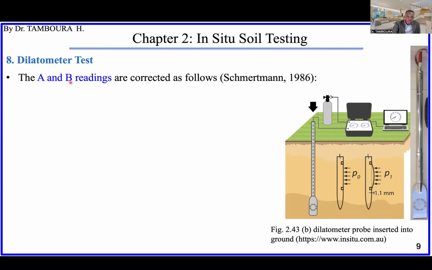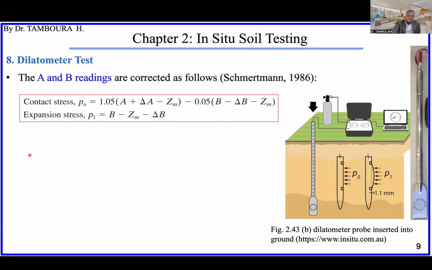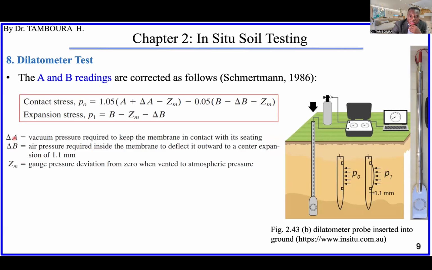The pressure, the reading A and B. Remember A is P0 and B is P1, okay? These are corrected using this. P0 is contact pressure, and you can use this formula to correct them. And expansion stress, P1, okay? You use this formula. What is delta A here, okay? And delta B, what are these?